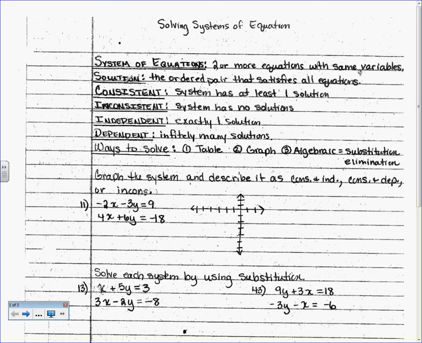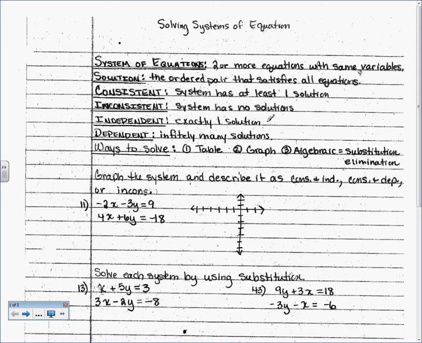And then solution, it's the answer, right? So for these, it's going to be the ordered pair that satisfies all equations. What that means is you're going to have like x comma y ordered pair in parentheses, okay? But if you were to plug it back into both equations, it's going to work in both. That's what that means. You have consistent, which is system has at least one solution, so that could be more, right? You have inconsistent, the system has no solutions.